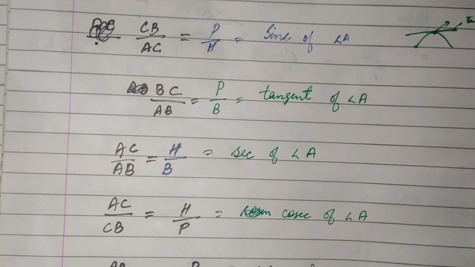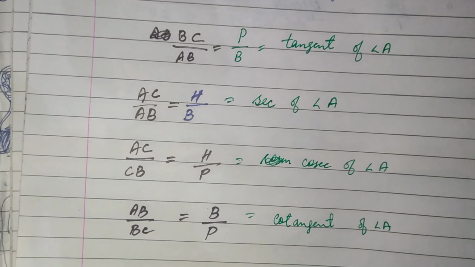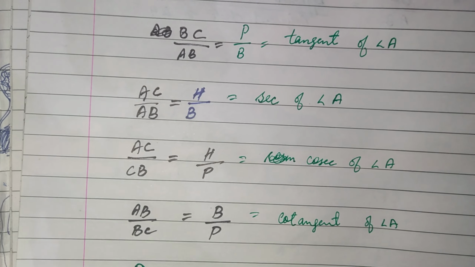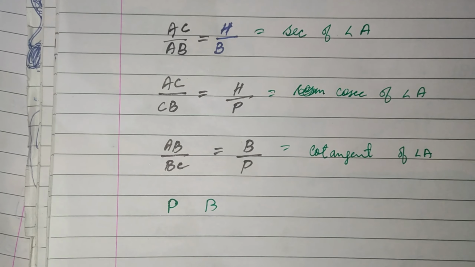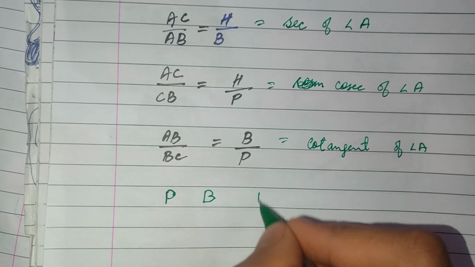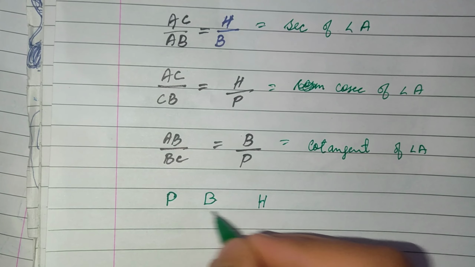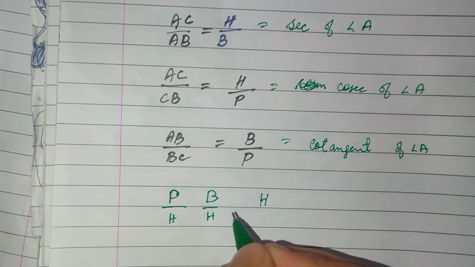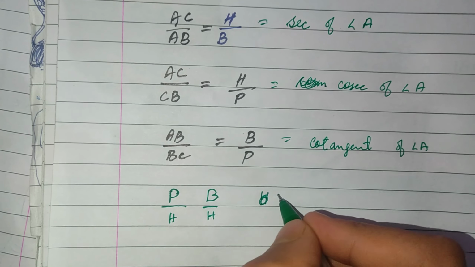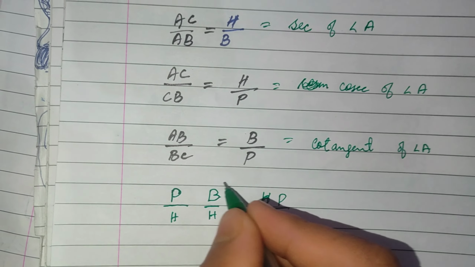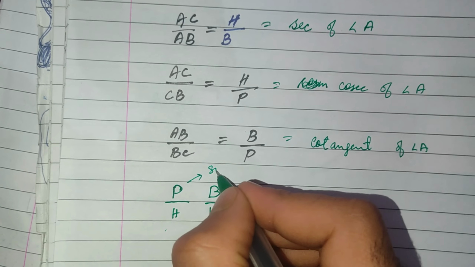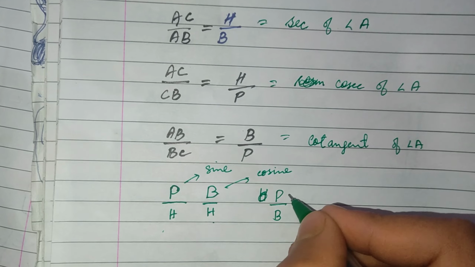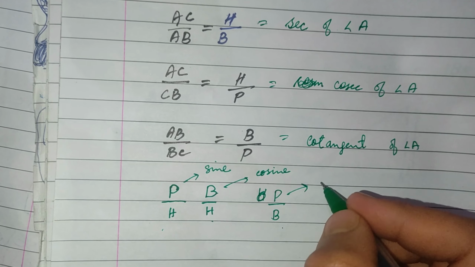These are the six ratios, which can be remembered as follows. If we have perpendicular, base and hypotenuse, perpendicular divided by hypotenuse is sine. Base by hypotenuse is cosine. And perpendicular by base is tangent.